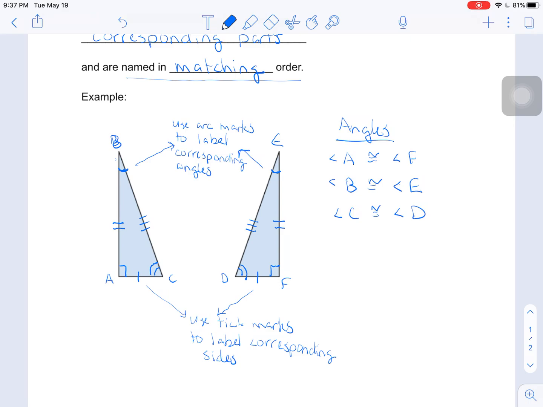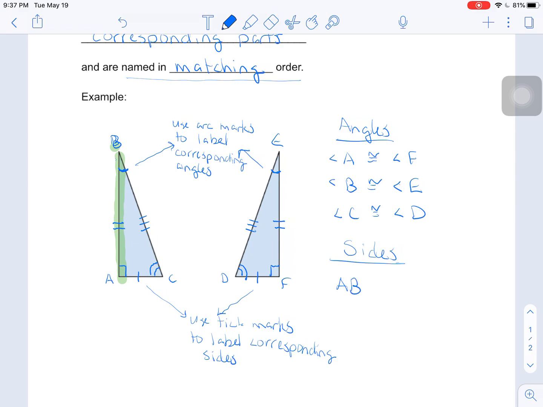Where you have to pay attention to the matching order is with the sides. When we're naming a side, we always have to use a 2-letter name. Basically, where does the side start and where does the side stop? So those are the 2 letters. This first side over here, I could call AB or I could call it BA. It doesn't really matter, but I need to name both of the endpoints. So I'm just going to say AB.